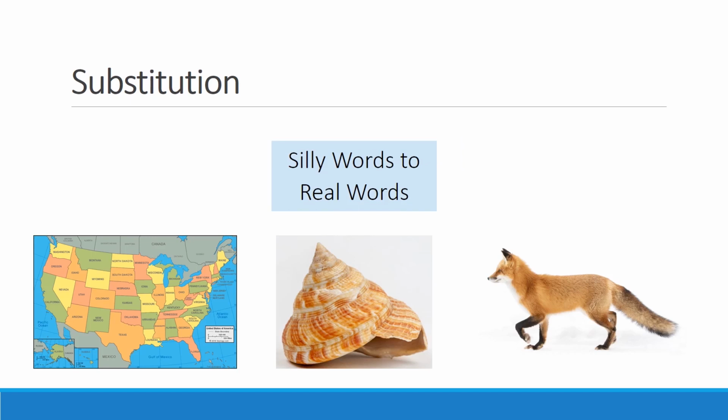A great activity to do when beginning sound substitution, or if students are having difficulty with sound substitution, is to use silly or non-real words. Display 3 pictures or objects and say a nonsense word with the beginning sound substituted.